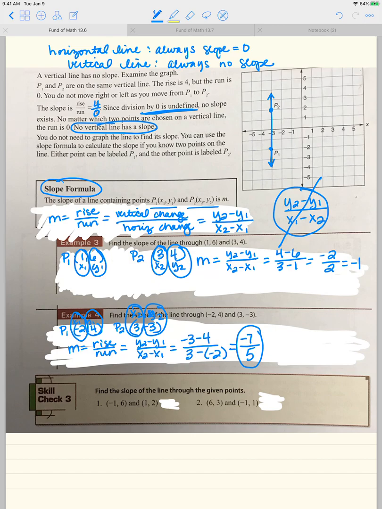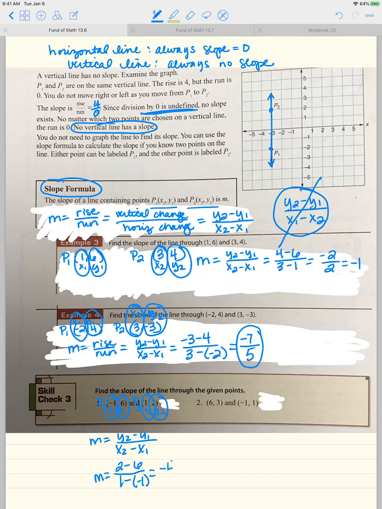Skill check number 3. Find the slope of these lines. Okay, so we're going to call this one P1 and this P2. So this is x1, y1, x2, y2. M is equal to y2 minus y1 over x2 minus x1. Plug in what we know. Y2 is 2. Y1 is 6. So 2 minus 6 over x2 is 1. X1 is negative 1.